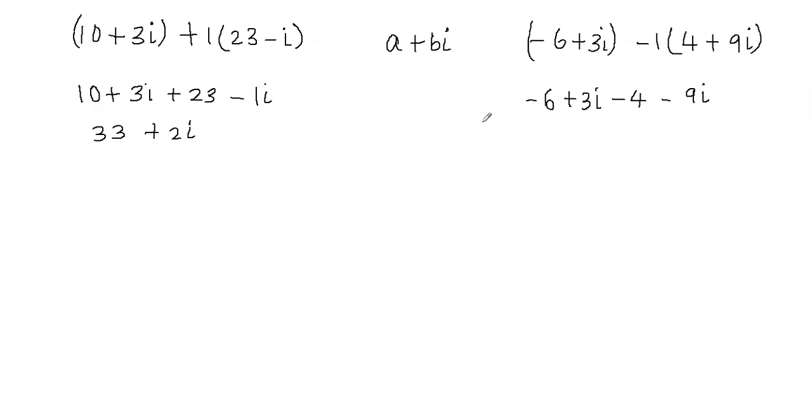So we're done with the first step. We got rid of the parentheses. The second step is to combine the like terms. I see that negative 6 and negative 4 are the like terms. I can combine these two terms. Negative 6 minus 4 is going to give me negative 10. And then 3i and negative 9i will give me negative 6i. And notice that the result is also a complex number. It is in the form of a plus bi. So that's how you add or subtract the complex numbers in just two simple steps.